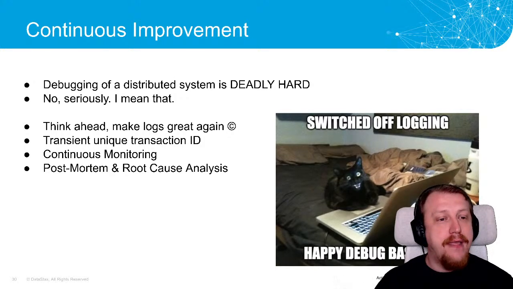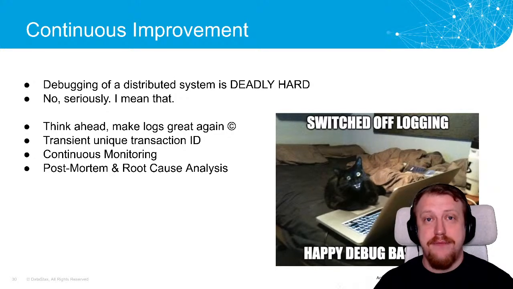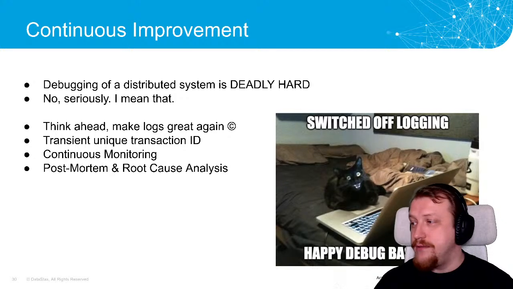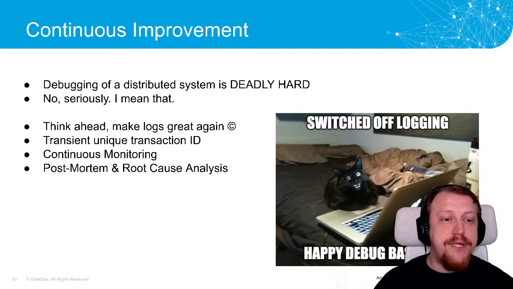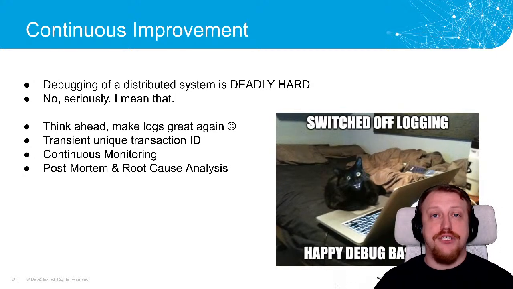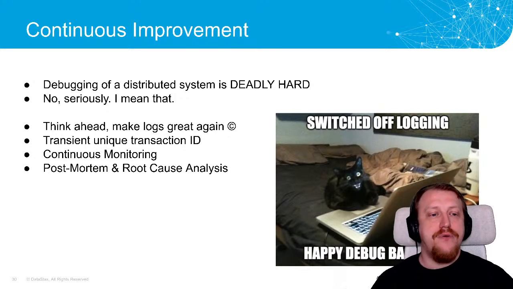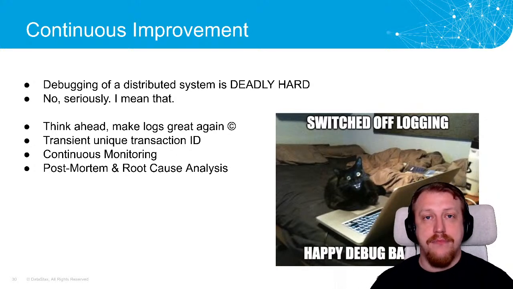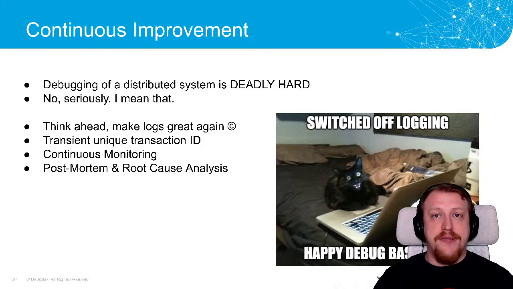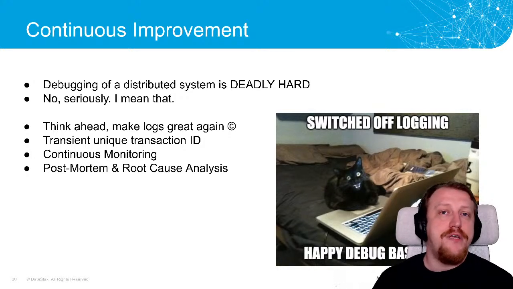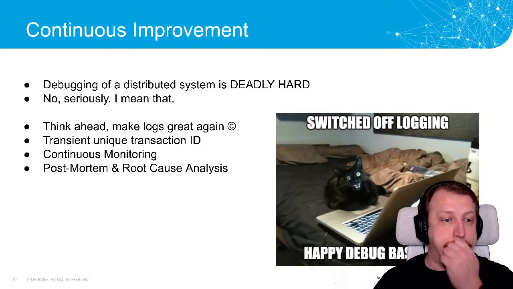Thank you. Then, for distributed systems, one more very important thing: transient unique transaction ID. What does that mean? The point is, when you have a system of a single service, a single application working on a single machine, you can go to this machine, open the logs of this application and read through all of them. You are a good guy, you are writing logs, so you are able to debug then and see what's going on.